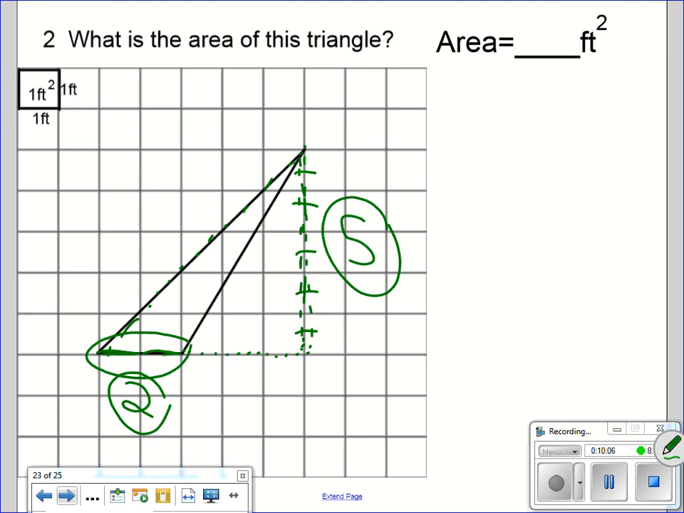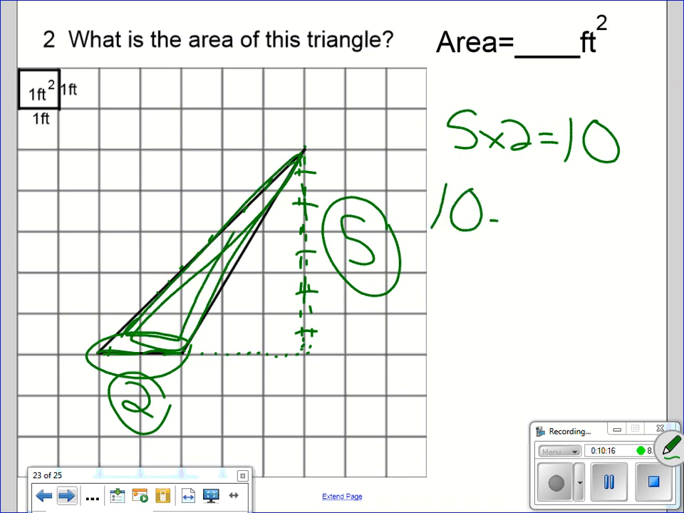5 times 2 is 10. I'm dealing with the triangle, and the rule of a triangle is divide by 2. 10 divided by 2 gives me 5 for an answer.